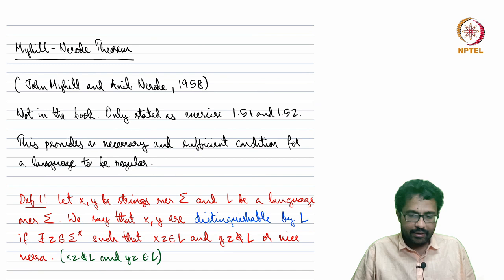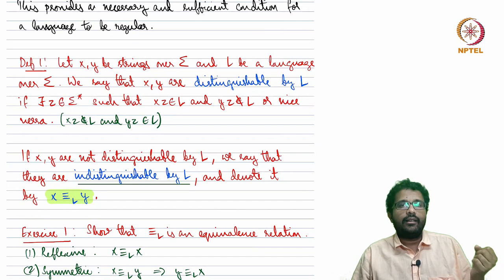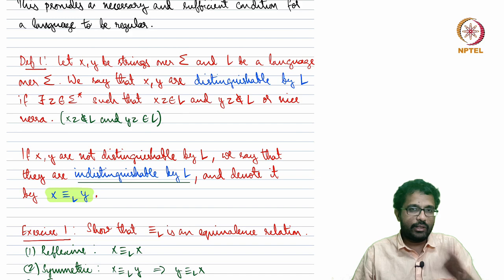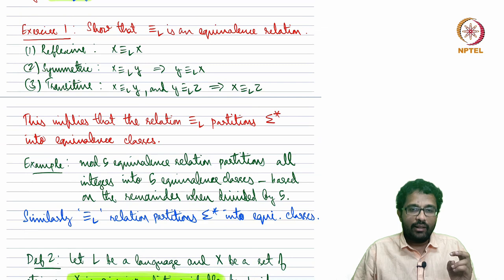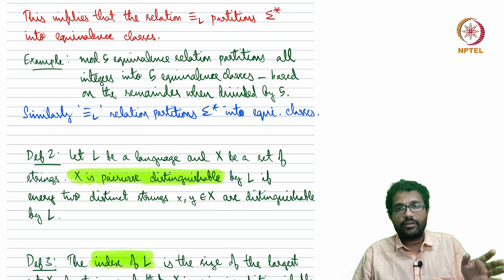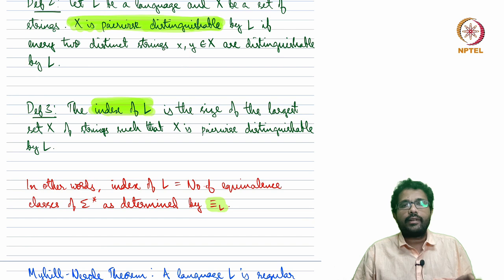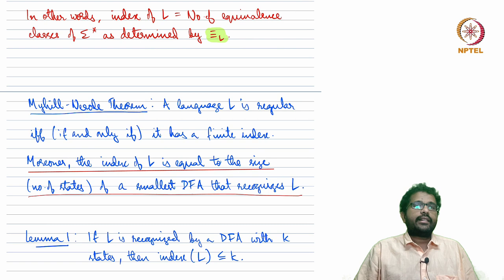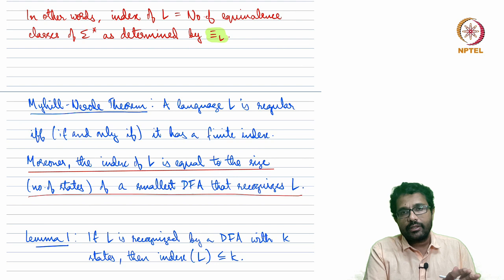We saw the definitions that go into the Myhill-Nerode theorem: when x and y are distinguishable by a language L, and when they are indistinguishable, which are opposites. Then we saw that indistinguishability is an equivalence relation, which divides the set of all strings into equivalence classes. The index of a language is the number of classes that the indistinguishability relation divides sigma star into. The theorem states that a language L is regular if and only if the index of L is finite, and that the index of L is also equal to the number of states of a smallest DFA that recognizes that language.